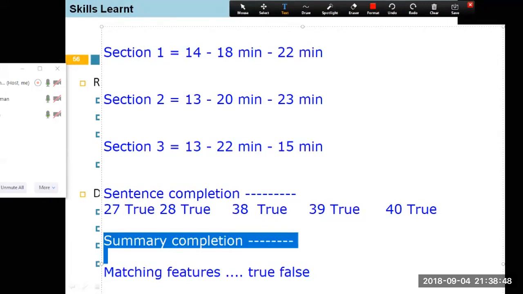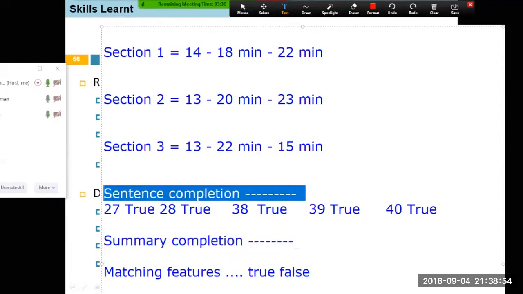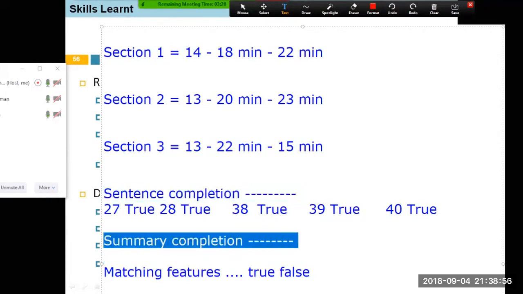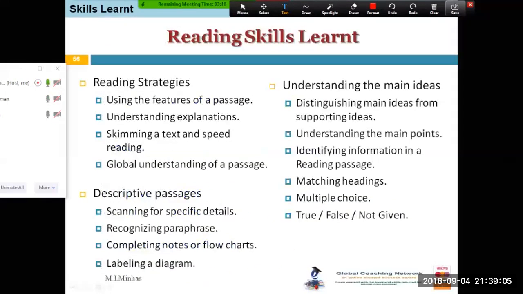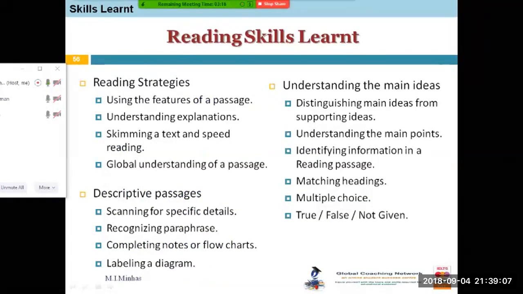So this is a very important technique. People just start attempting sentence completion, then summary completion, and now 1 minute is left. Sorry, true false, and then summary completion. And in the last 1 minute, they just leave 5 questions unanswered. Don't do that. First of all, please don't enter into this situation. Try to complete the first 2 sections in time. But let's say, God forbid, you enter it, then act smartly.